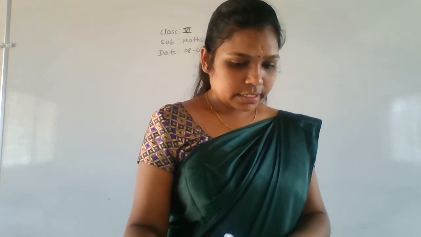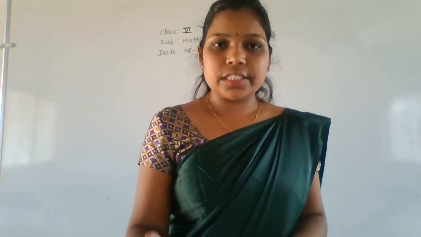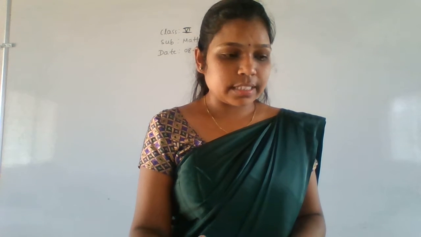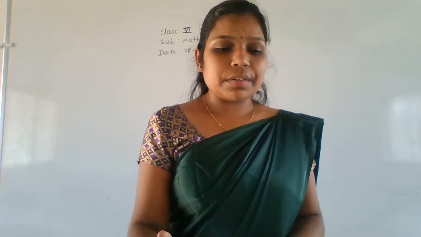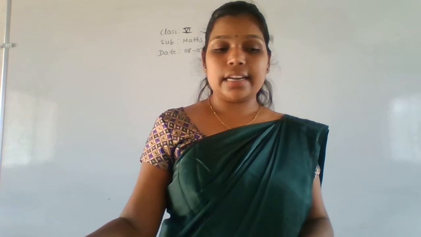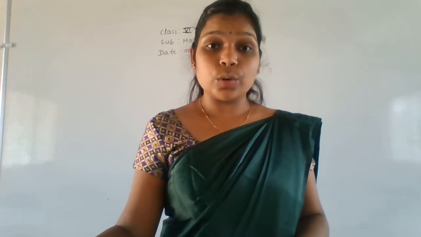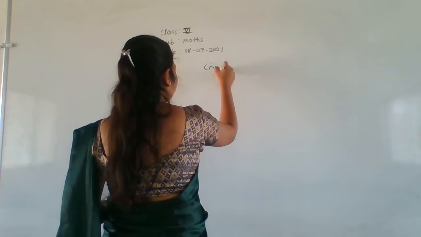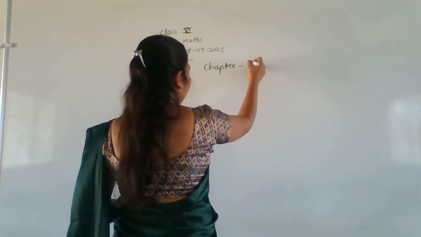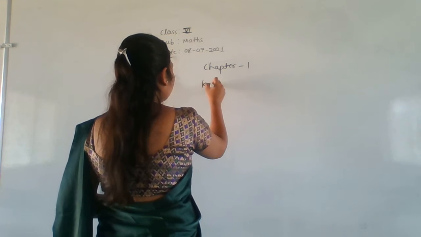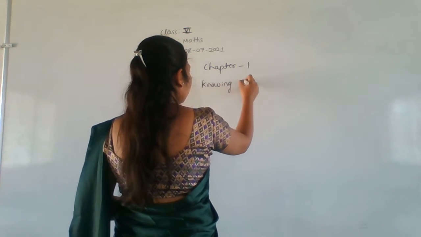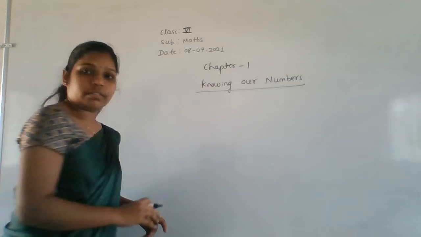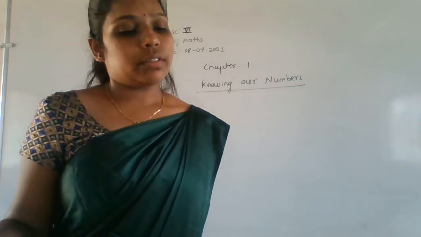We'll start with the first chapter now, that is Knowing Our Numbers. Totally 14 chapters are there in your syllabus, 6th standard students. So the first chapter is Knowing Our Numbers. We'll start with chapter number 1, Knowing Our Numbers.